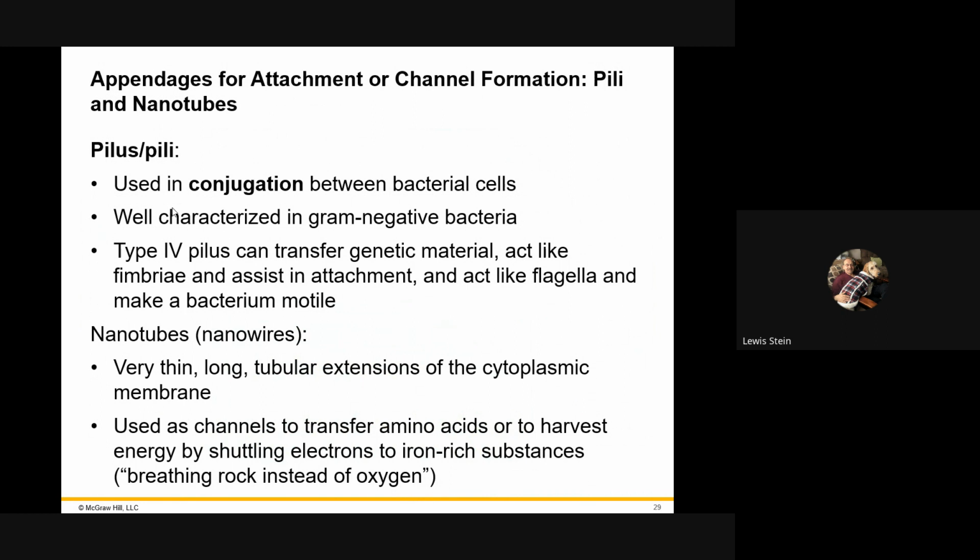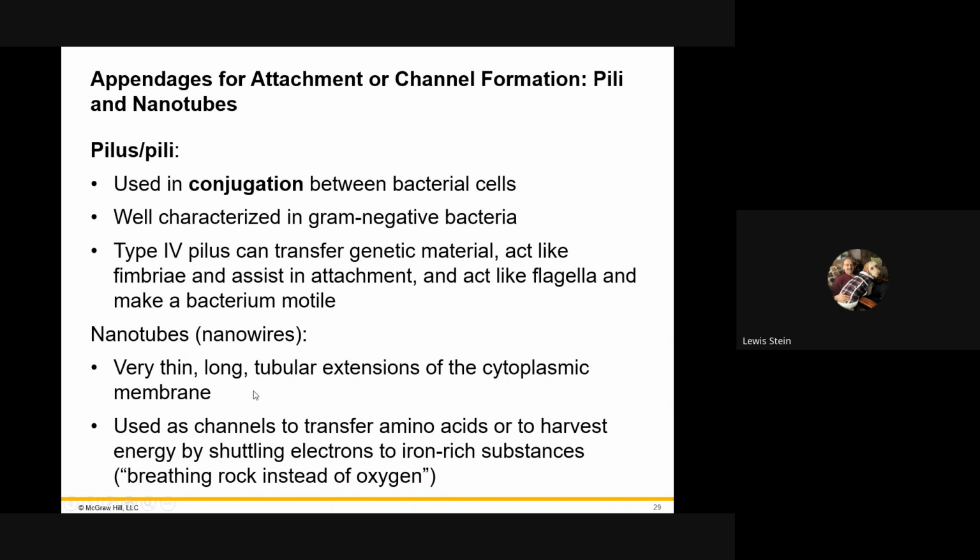One day. So, well characterized. We see them more in gram negatives than gram positive, but staph can do this overnight. That's a gram positive. Genetic material, act like a fimbriae for attachment, act like a flagella, make a bacterium motile. There's a lot that they can do. So they're really an important area.